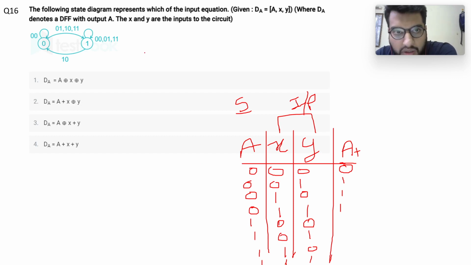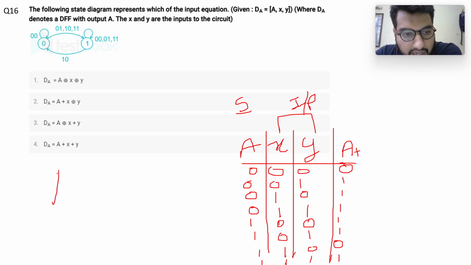Right? Now I am here. Now my present state is 1 and my input is 0 0. Where am I going? I am again going to 1. Now my present state is 1 and my input is 0 1. I am again going to 1. My present state is 1 and my input is 1 0. I am making a transition to 0. And my present state is 1 and my input combination is 1 1. I am again staying at 1. So this is my characteristic table.